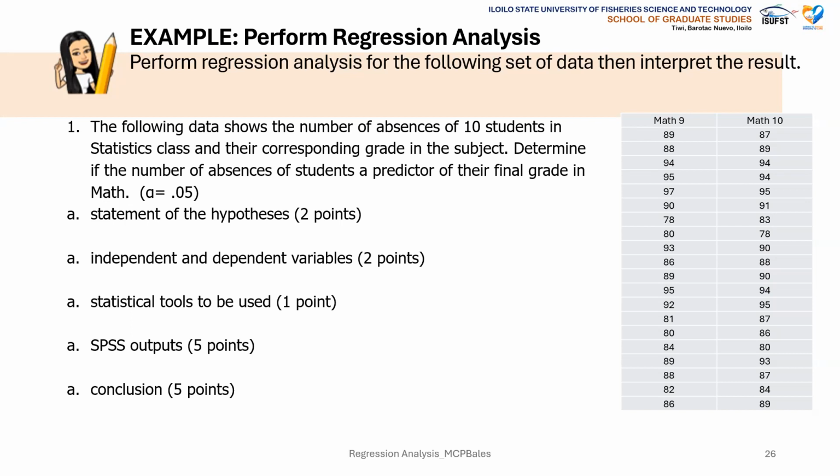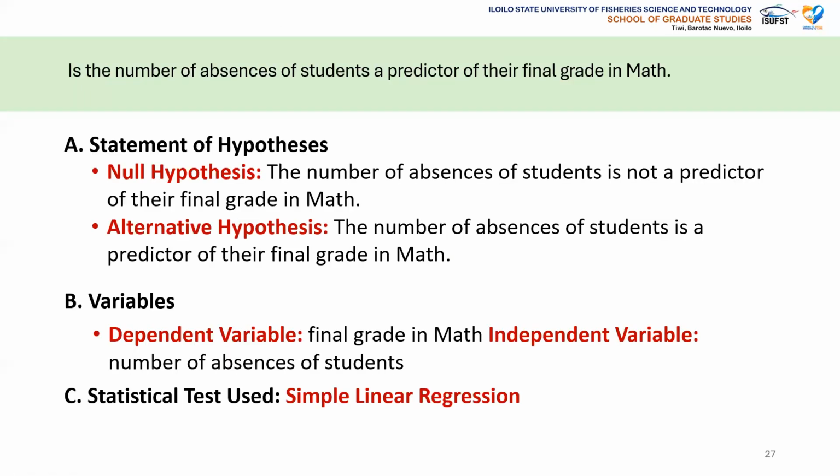So here, for your take note, now, here's a statement about the hypothesis. What could be your hypothesis? The null hypothesis: the number of absences of students is not a predictor of their final grade in math. Whereas your alternative hypothesis: the number of absences of students is a predictor of their final grade in math.